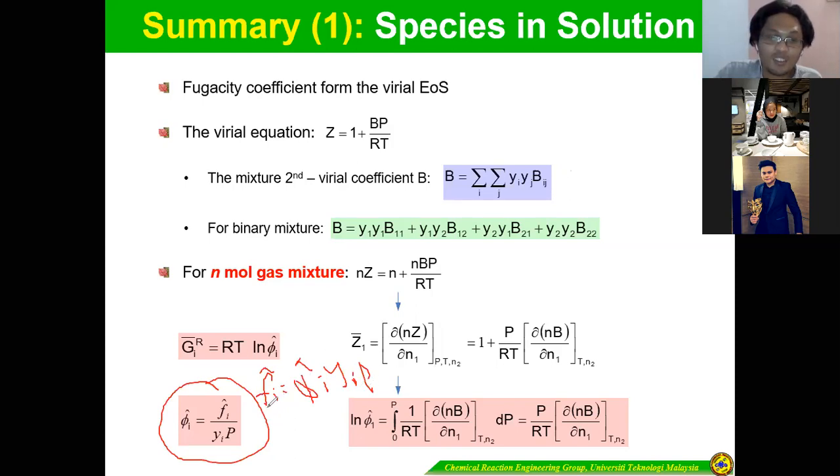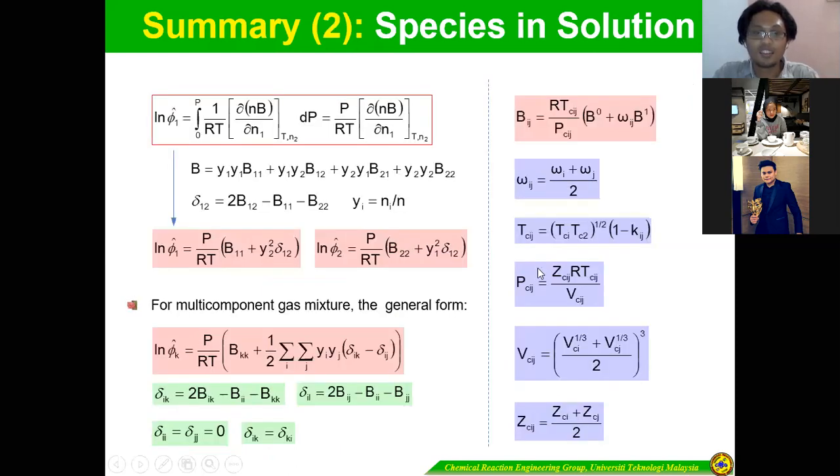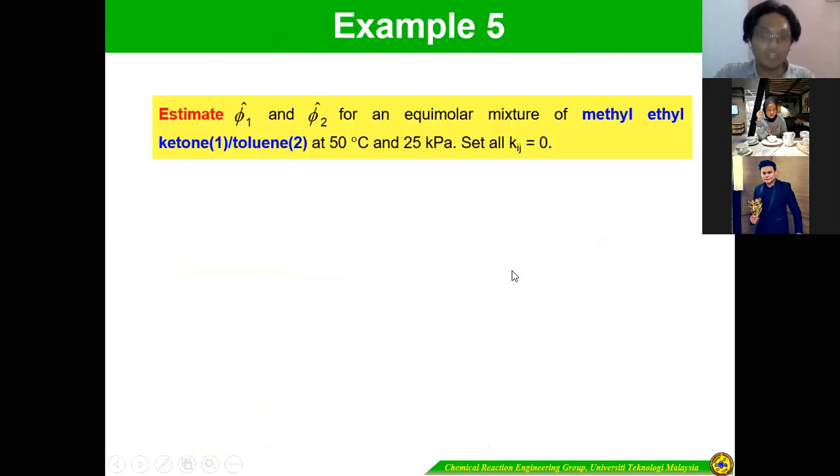So if you want to determine the fugacity, f_i, you have already determined the equimolar composition and the pressure. The pressure is given, right? Okay, you can determine it. I hope you can determine all the steps and you understand.